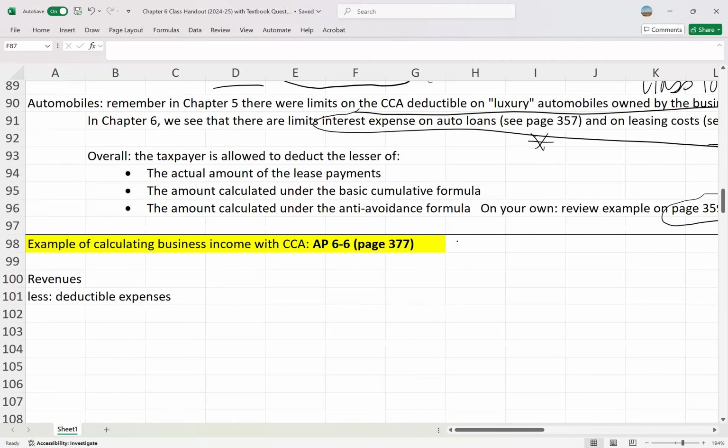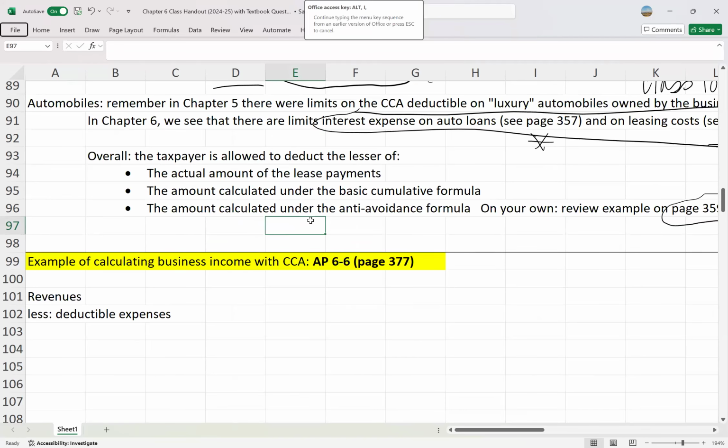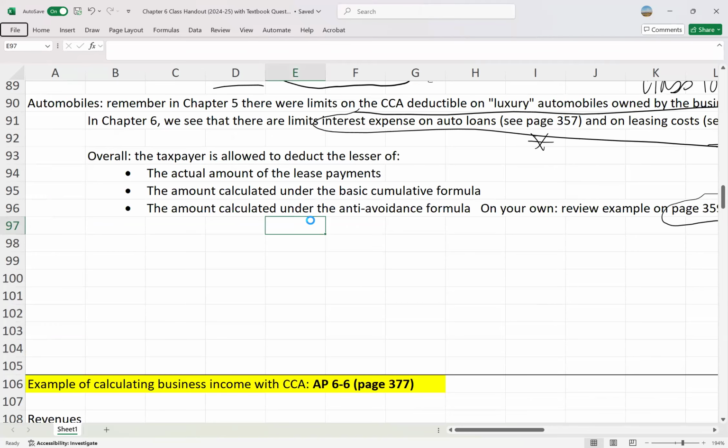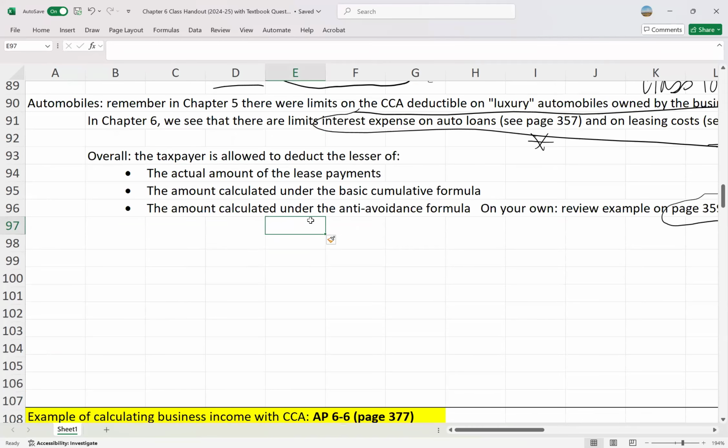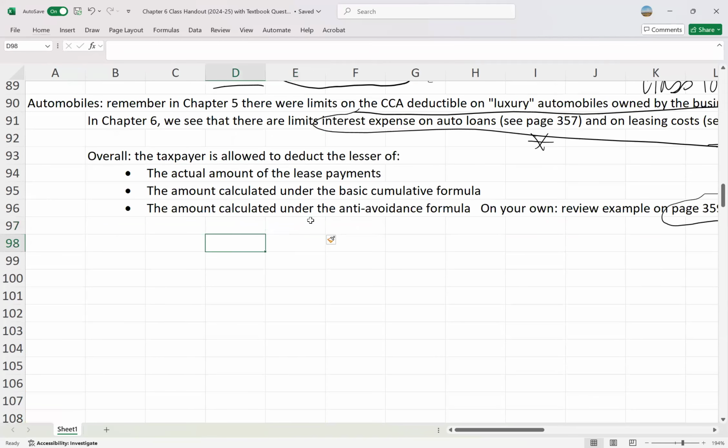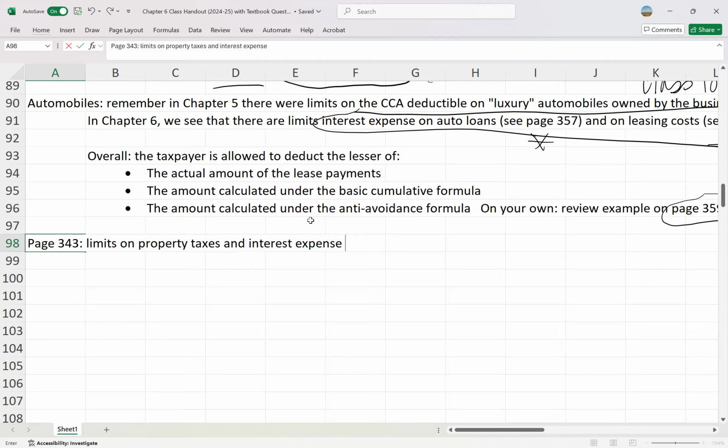Actually, let me make some room here. I wanted to talk a little bit about one of these other differences before we get into assignment problem 6-6. On page 343, they talk about limits on property taxes and interest expense on vacant land. So let me give you an example.